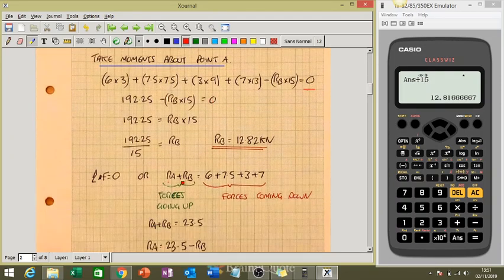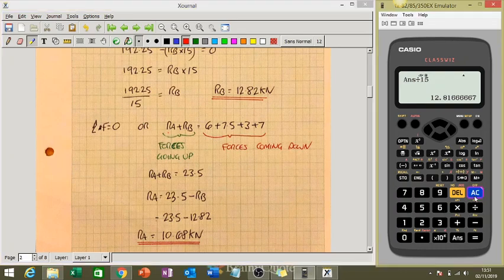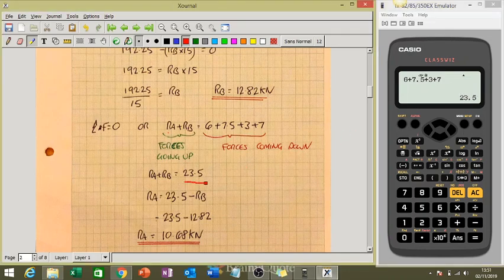So RA plus RB has got to equal 6 plus 7.5 plus 3 plus 7. Add all of them up, and you should get this. 6 plus 7.5 plus 3 plus 7 is 23.5. So there's 23.5 coming down, which means there's got to be 23.5 coming up. So these two are coming up.